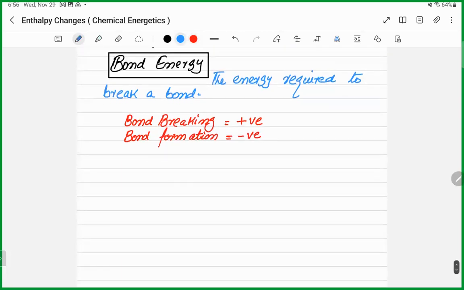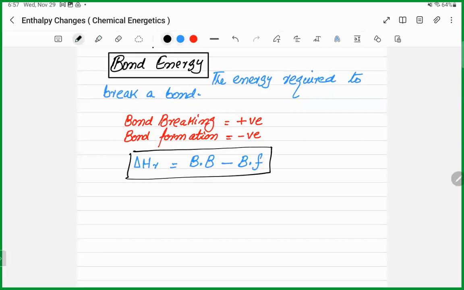Clear? And from our O levels data, we know that delta HR from bond energy, it's bond breaking minus bond formation. You remember O levels में हमने किया था BB minus BF. Bond breaking minus bond formation. Use all the positive value. There's already a negative sign in this formula, so it's always bond breaking minus bond formation.